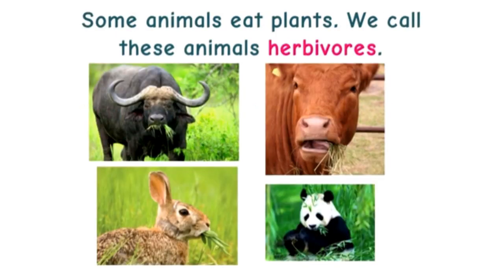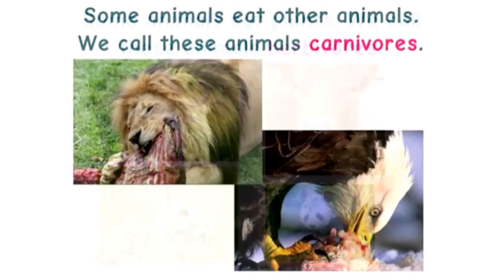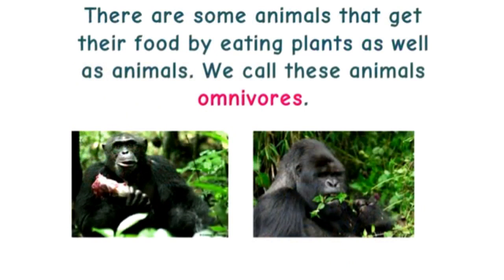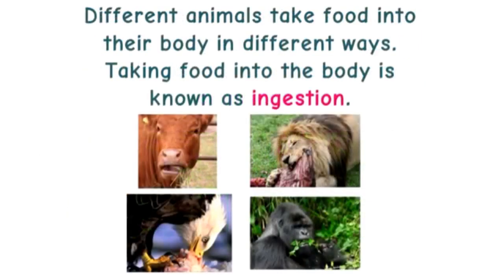Some animals eat plants. We call these animals herbivores. जो animals सिर्फ plants खाते हैं उनको हम क्या बोलते हैं? Herbivores. Some animals eat other animals. We call these animals carnivores. For example, lion, wolves, tiger. There are some animals that get their food by eating plants as well as animals. We call these animals omnivores, like crow, bear, human beings, जो plants भी खाते हैं and animals भी खाते हैं, both.